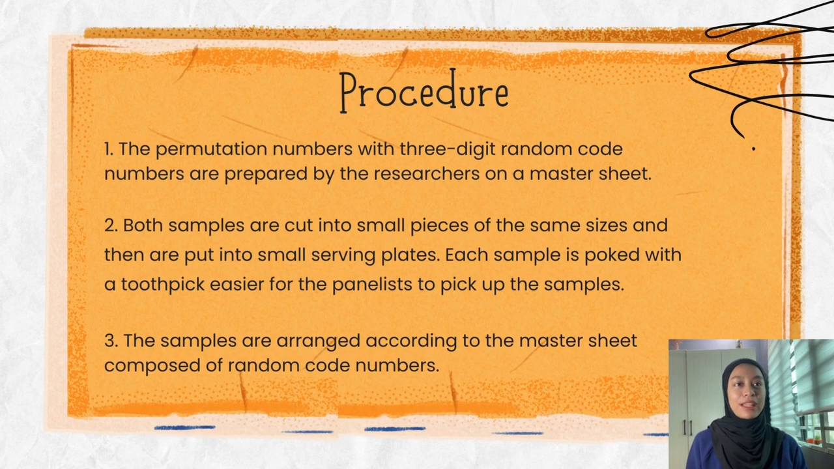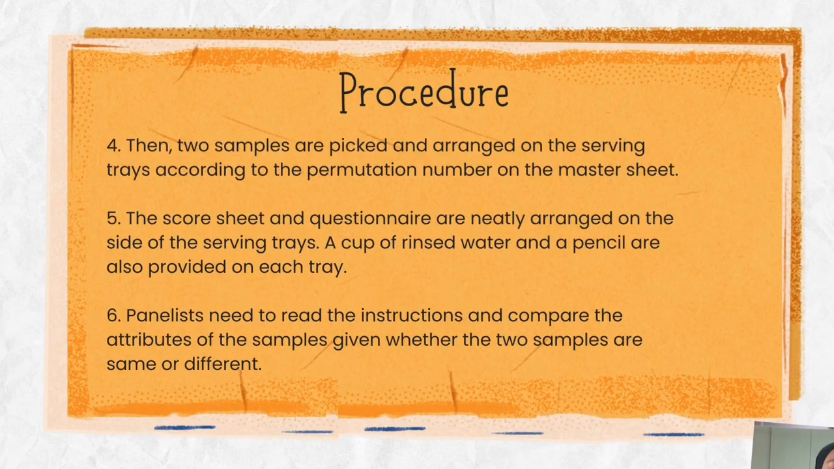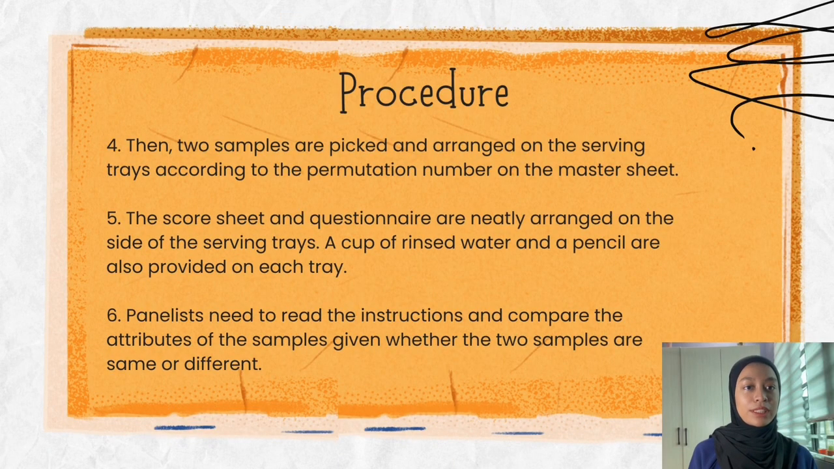First, the permutation numbers with 3-digit random code numbers are prepared by researchers on the master sheet. Second, both samples are cut into small pieces of the same sizes and then put into small serving plates. Each sample is poked with a toothpick, easier for the panelists to pick up the samples. The third one, the samples are arranged according to the master sheet composed of random code numbers. Then, two samples are picked and arranged on the serving trays according to the permutation number on the master sheet.